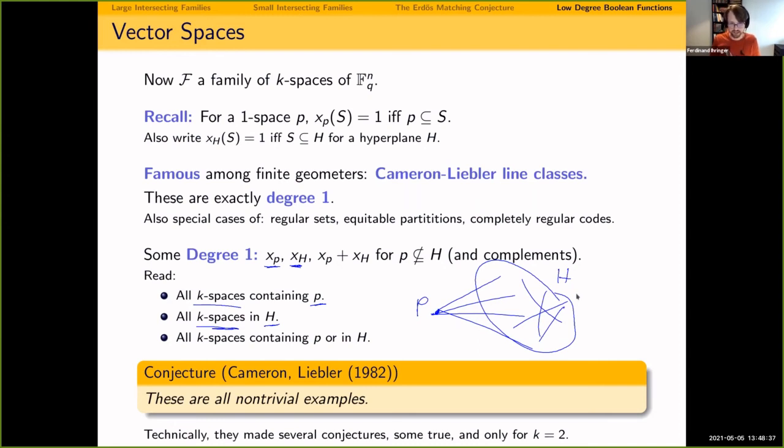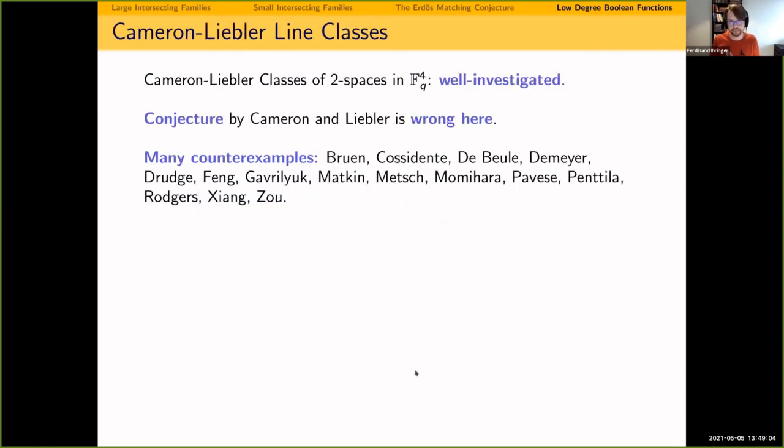Cameron and Liebler made, I think, three different conjectures. I must say all their conjectures were for k equals 2. And they assumed that there are no other examples except these three. Some of the conjectures they had were correct, I think, but this particular conjecture turned out to be false, at least for the case that n equals 4 and k equals 2. The conjecture by Cameron and Liebler is wrong.